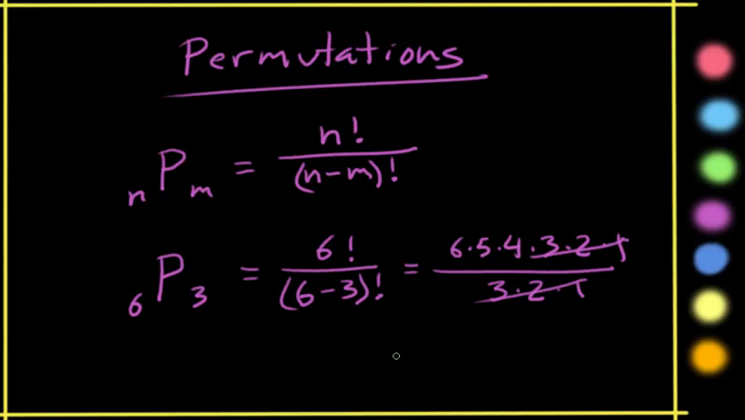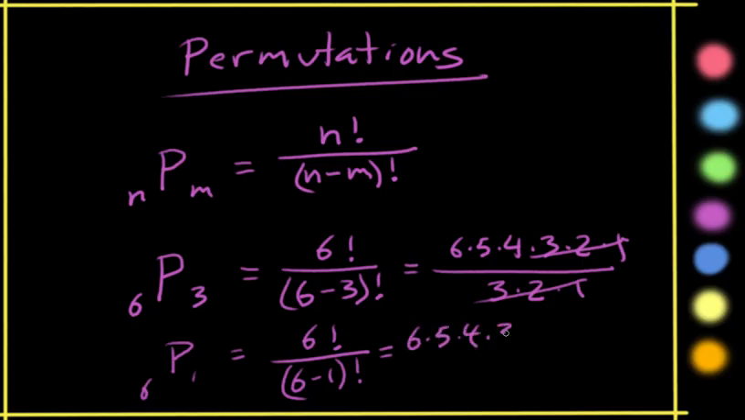So yeah, that's how you do permutations. If there was only 1 hat on the shelf, this would be 6 permute 1, which would be 6 factorial divided by 6 minus 1 quantity factorial, which is 5 factorial, right? So this is 6 times 5 times 4 times 3 times 2 times 1, all divided by 5 times 4 times 3 times 2 times 1. These all cancel out, and you're just left with 6.